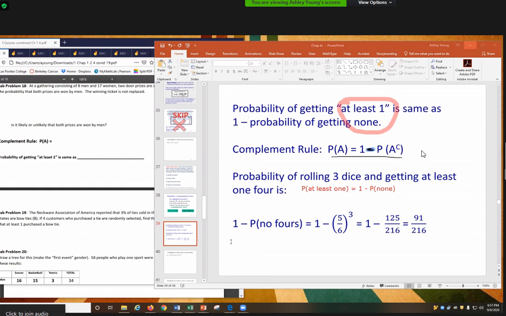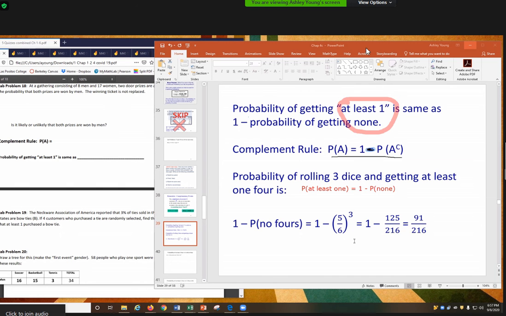So, for example, the probability of rolling 3 dice and getting at least one 4. It's hard to find at least one 4. I'll show you why in a minute. Instead, it's easier to find the probability of no 4s and subtract that from 1. That's much simpler. And this is what it is. I'll show you how we get that in a second.